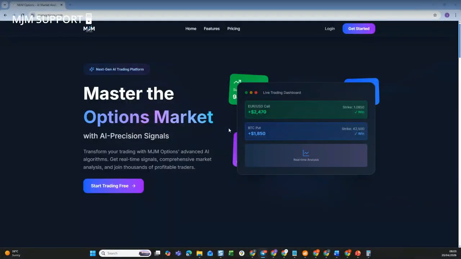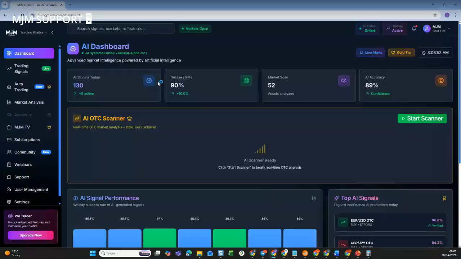So this is the website mjmoptions.com. The moment you have created an account or you've logged in, you will see the AI. You see 130 signals. Today 9 of them are active. Success rate is 90. Market scan is 52. AI accuracy is 89.